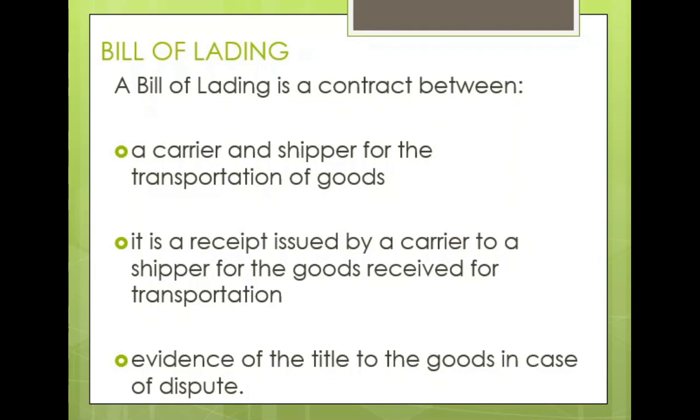For maritime transport, we have the bill of lading, which is a contract between a carrier and the shipper for transportation of goods. It is also a receipt issued by a carrier to a shipper for the goods received for transportation, and serves as evidence of title to the goods in case of dispute.